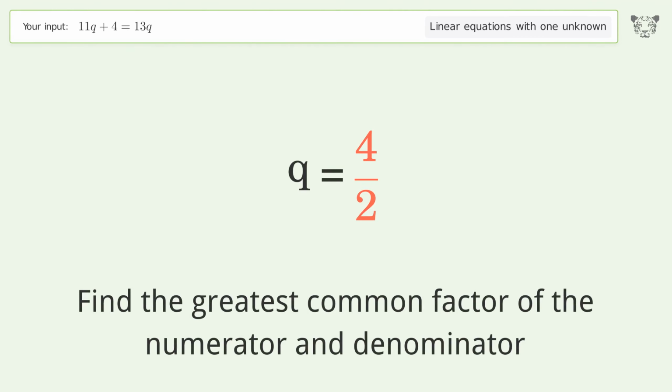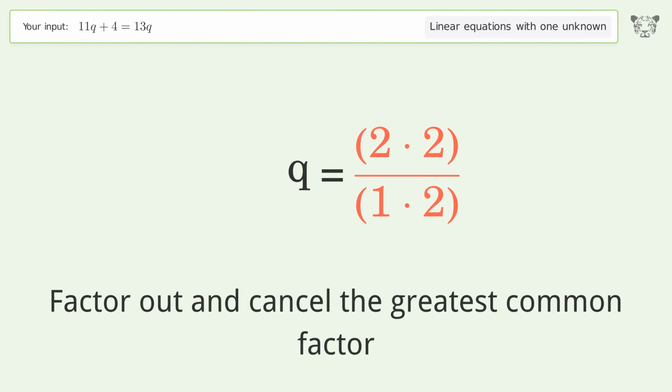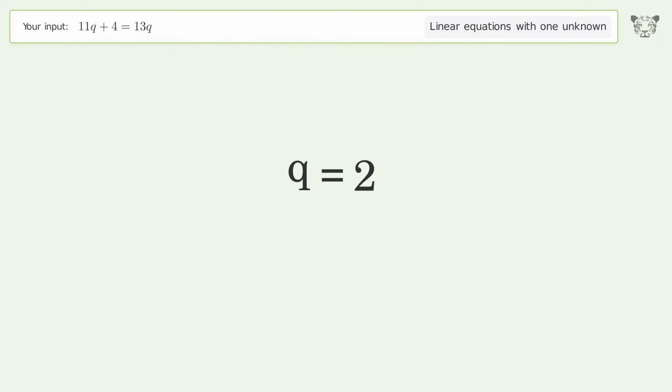Find the greatest common factor of the numerator and denominator. Factor out and cancel the greatest common factor. And so the final result is q equals 2.